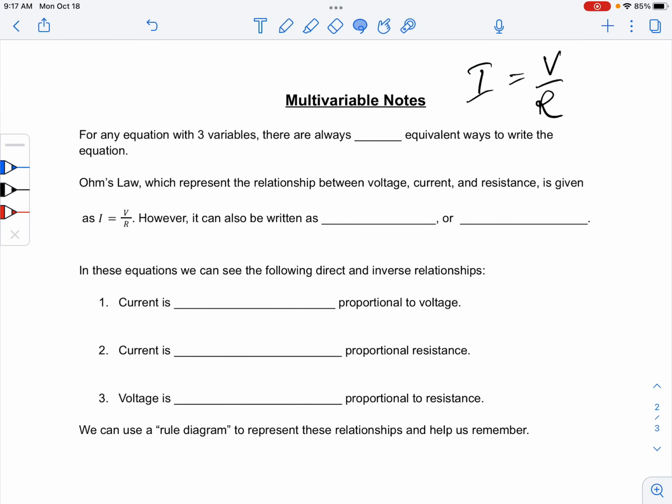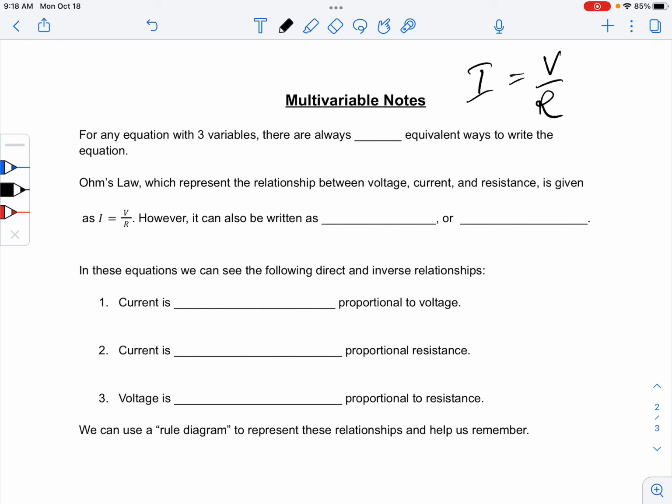In this video, I want to talk about our multivariable notes. We've been looking at an equation, I equals V over R, which relates current, voltage, and resistance in an electrical system. But we're going to see that there are other things that are related in a way that can be written like this as well. And so we want to talk about some things that are common to them and how we might more quickly figure out the different ways we can write this equation and how those variables are related.